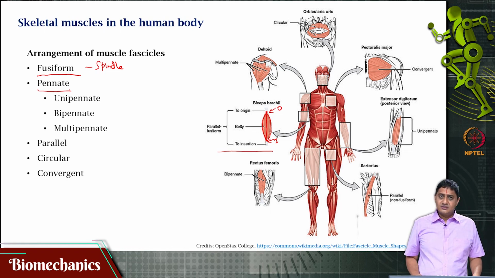Pinnate muscles are those that have fibers that are parallel to each other. So, the fibers themselves are parallel to each other like this, but the attachment of these fibers is not directly to the tendon, but happens through what is called an internal tendon or an aponeurosis.